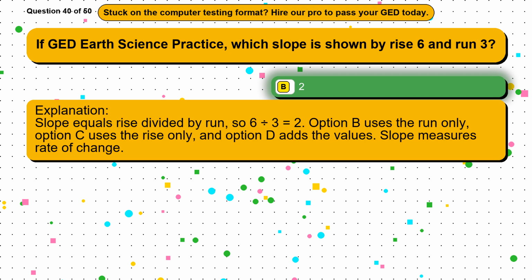Slope equals rise divided by run, so 6 divided by 3 equals 2. Option B uses the run only, option C uses the rise only, and option D adds the values. Slope measures rate of change.